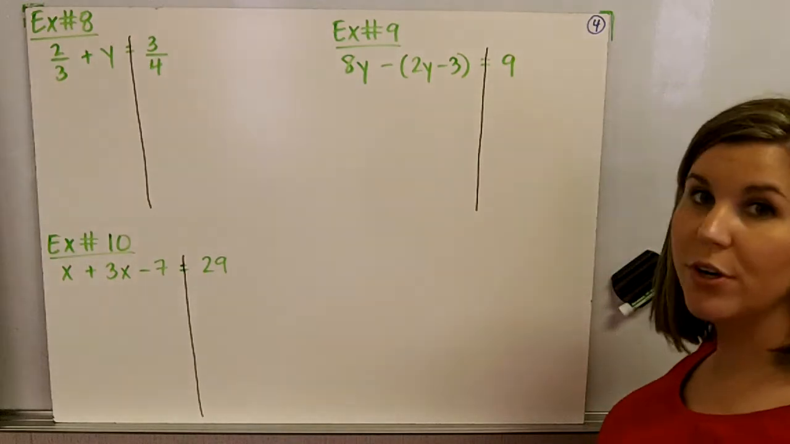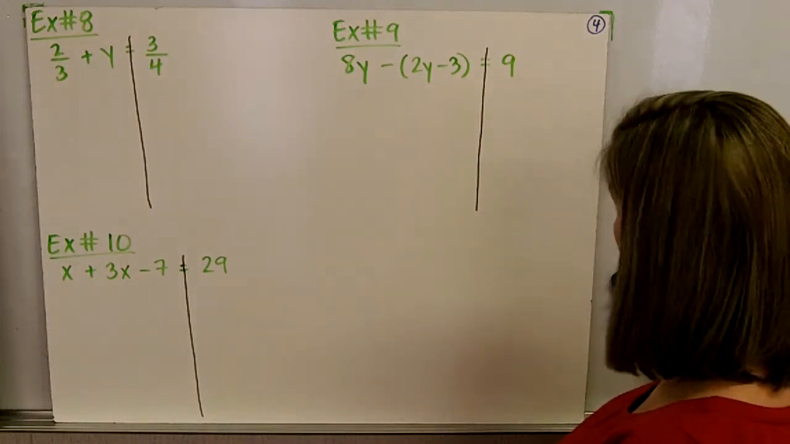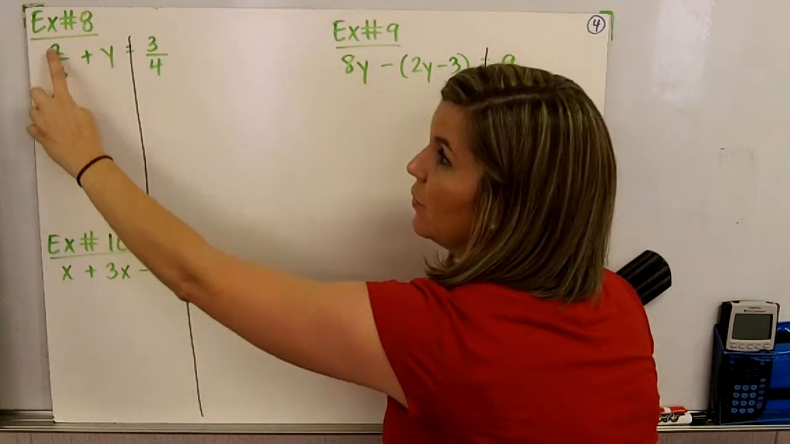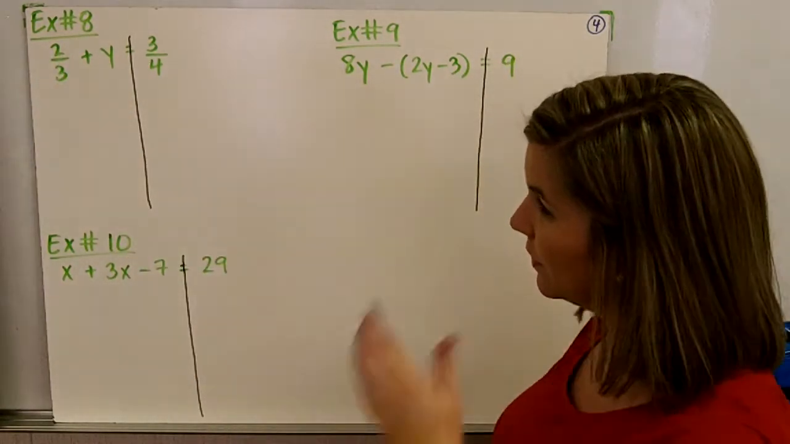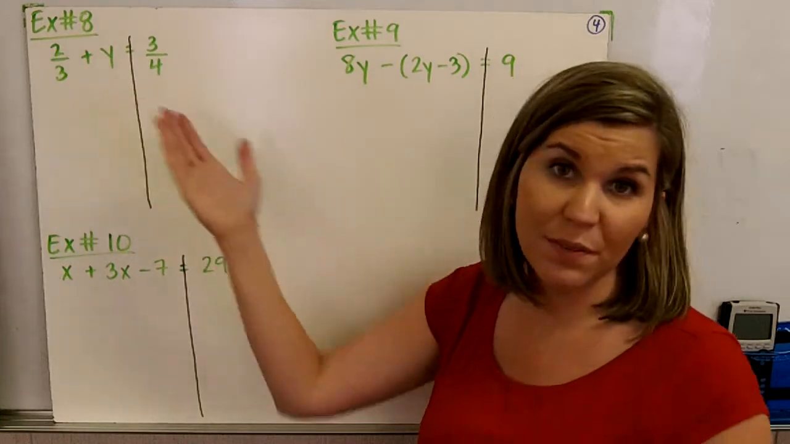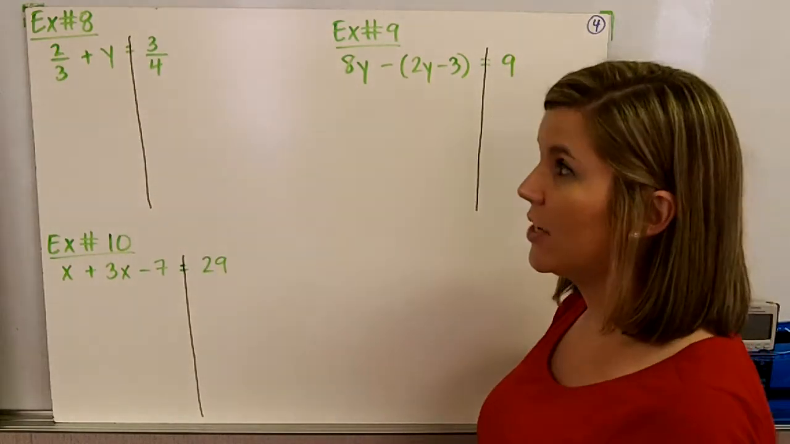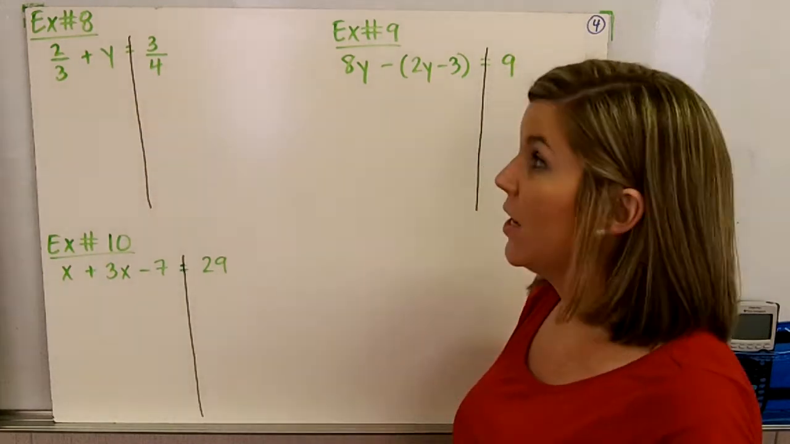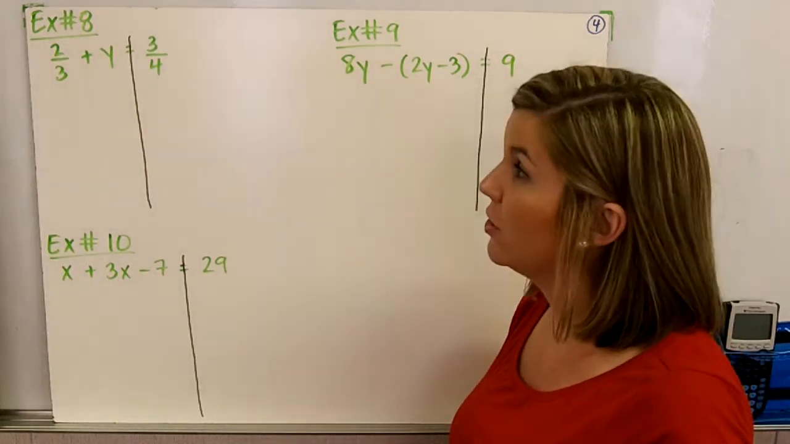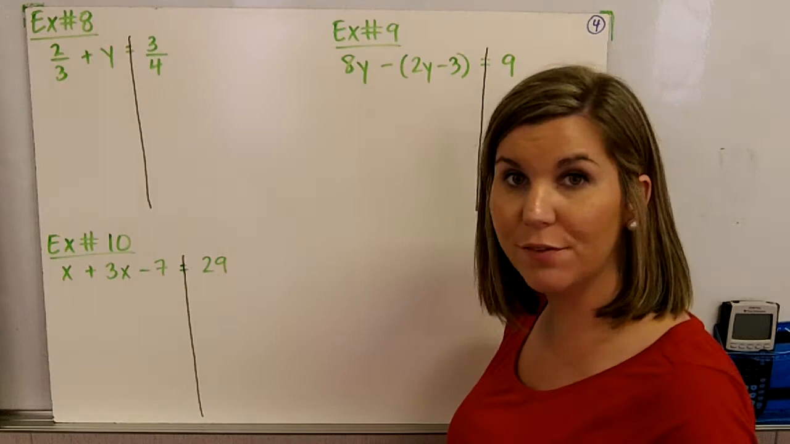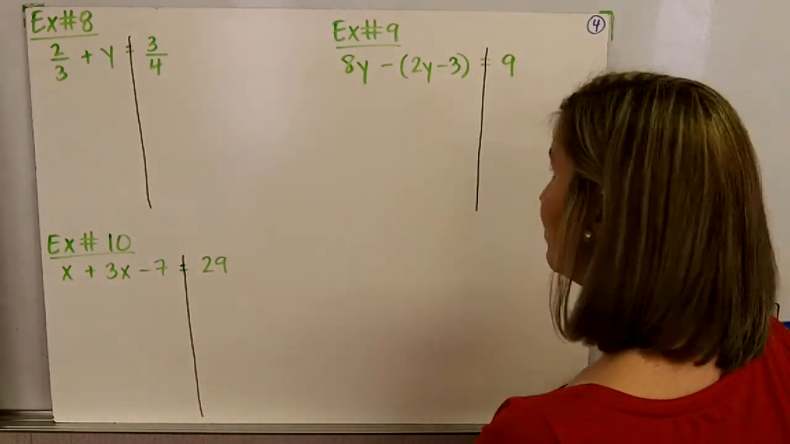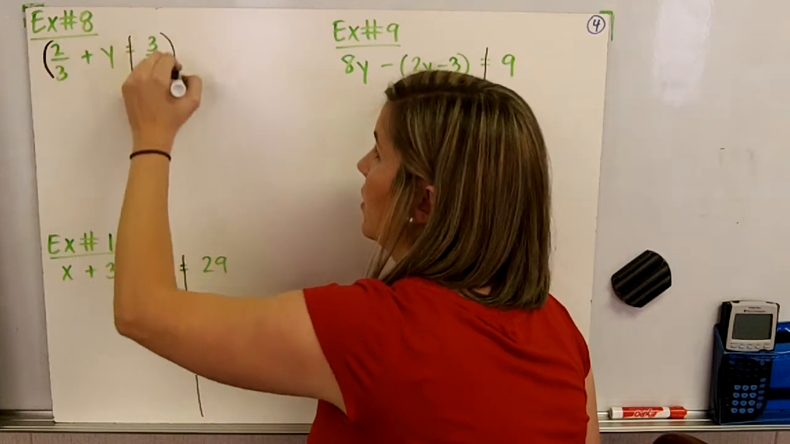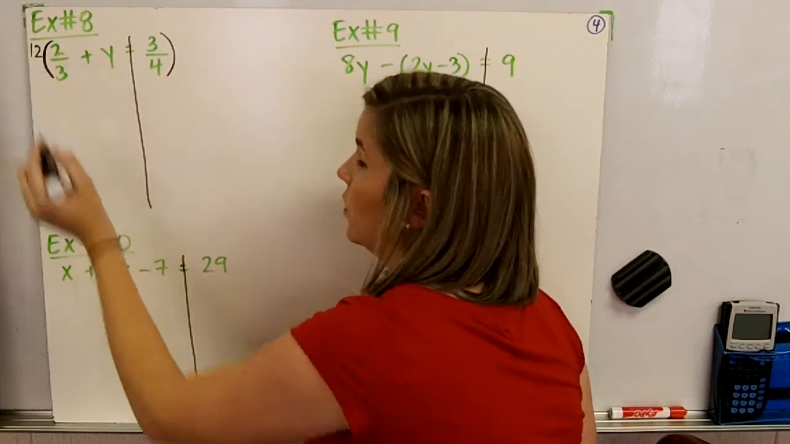Example number 8, 2/3 plus y equals 3/4. I need y by itself, so I need to get rid of 2/3. But I also have fractions, so let's clear the fractions. We would need to multiply by the least common denominator. So the smallest number that 3 and 4 both go into is 12.